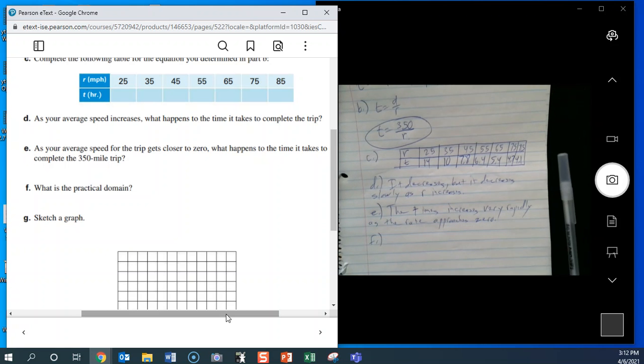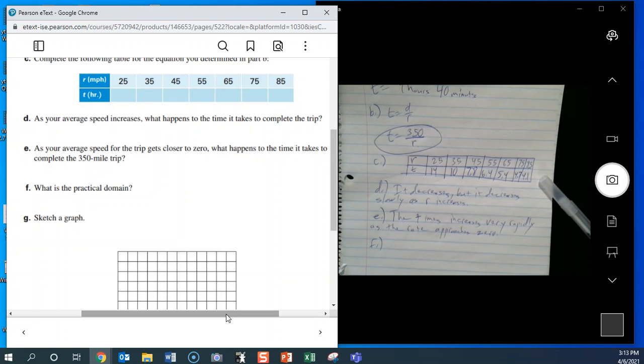And now we look at F. What is the practical domain? Now, we know here, according to this table, even though we don't see some of the values here, when we look at speed limits, first of all, we know our rate has to be greater than 0 because there's no negative speed limit. We know it can't equal 0 because if it equals 0, that means the car is not moving. So first we know it has to be greater than 0.